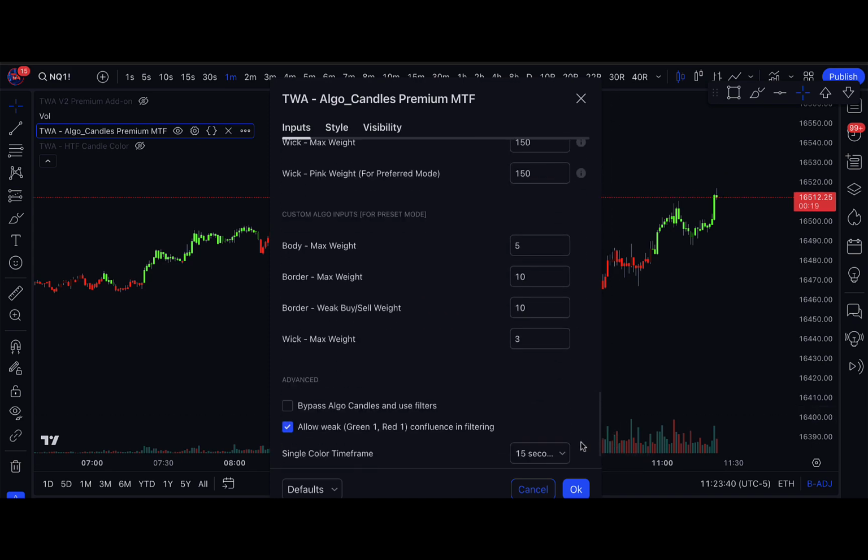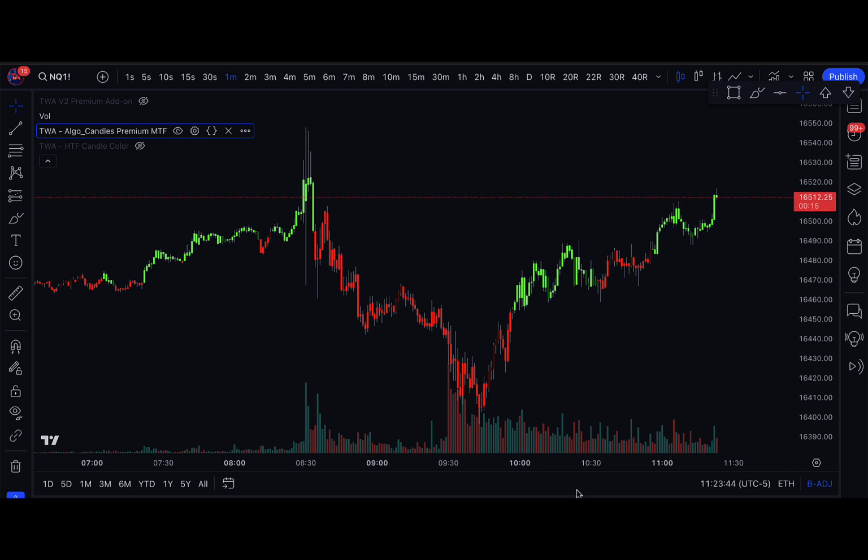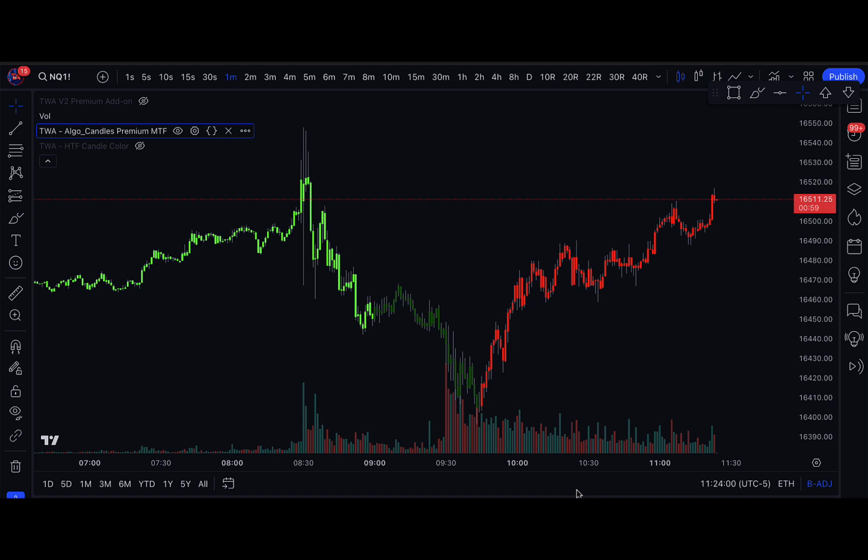Maybe you want a 15-minute. We can do that. Let it load. Boom. Here is your extremely bullish. Here is your little bit of bullish. Here is your very bullish as the market's moving higher. That's on a 15-minute, of course.